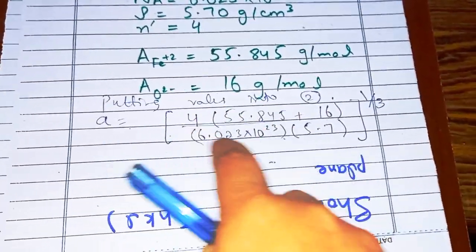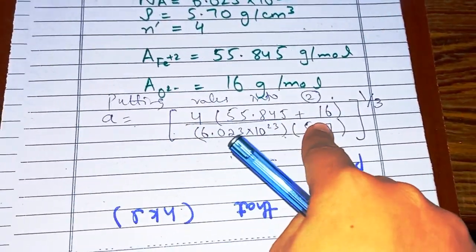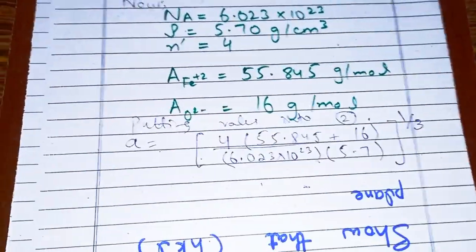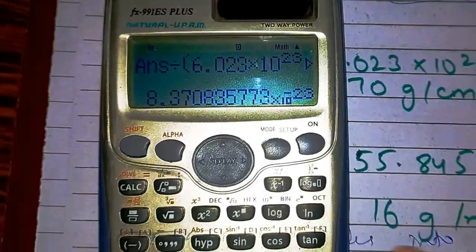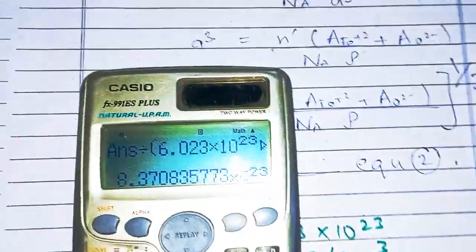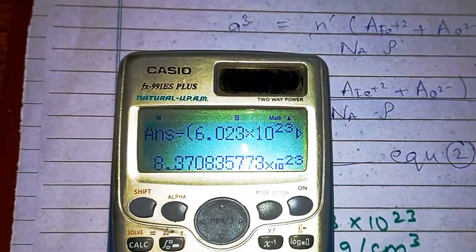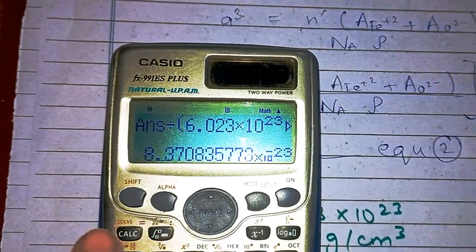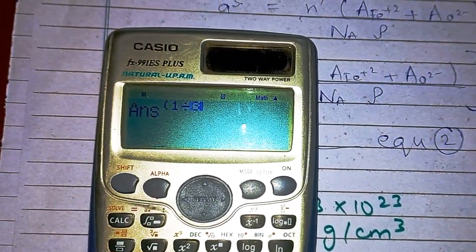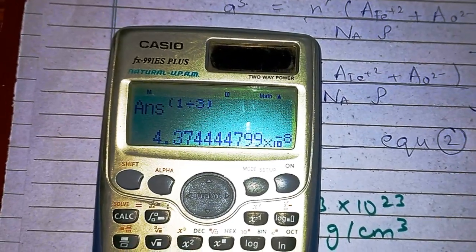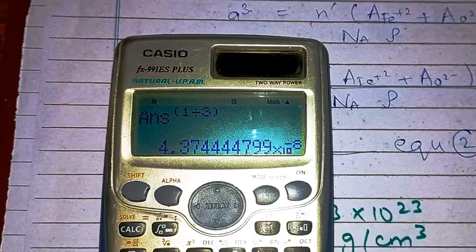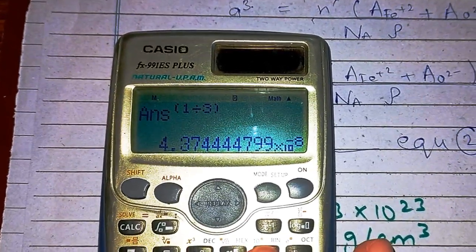Let's calculate the thing inside, and after calculating it, we'll take the cube root of it. Let's do this on the calculator. This is what we got for the inside product. Now I'm taking the cube root of it. There is another option to take the cube root, but I'm taking this one because it's available in most calculators. So it's 4.37 multiplied by 10 to the power minus 8.